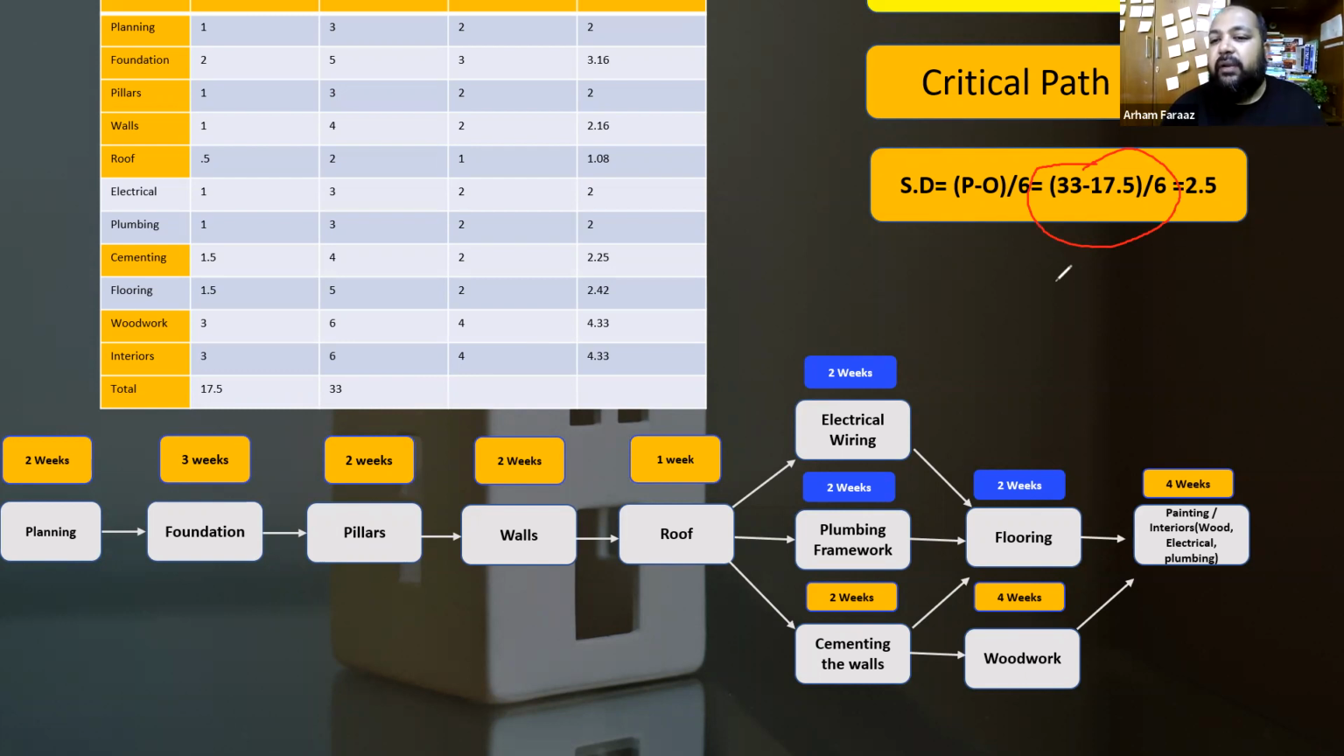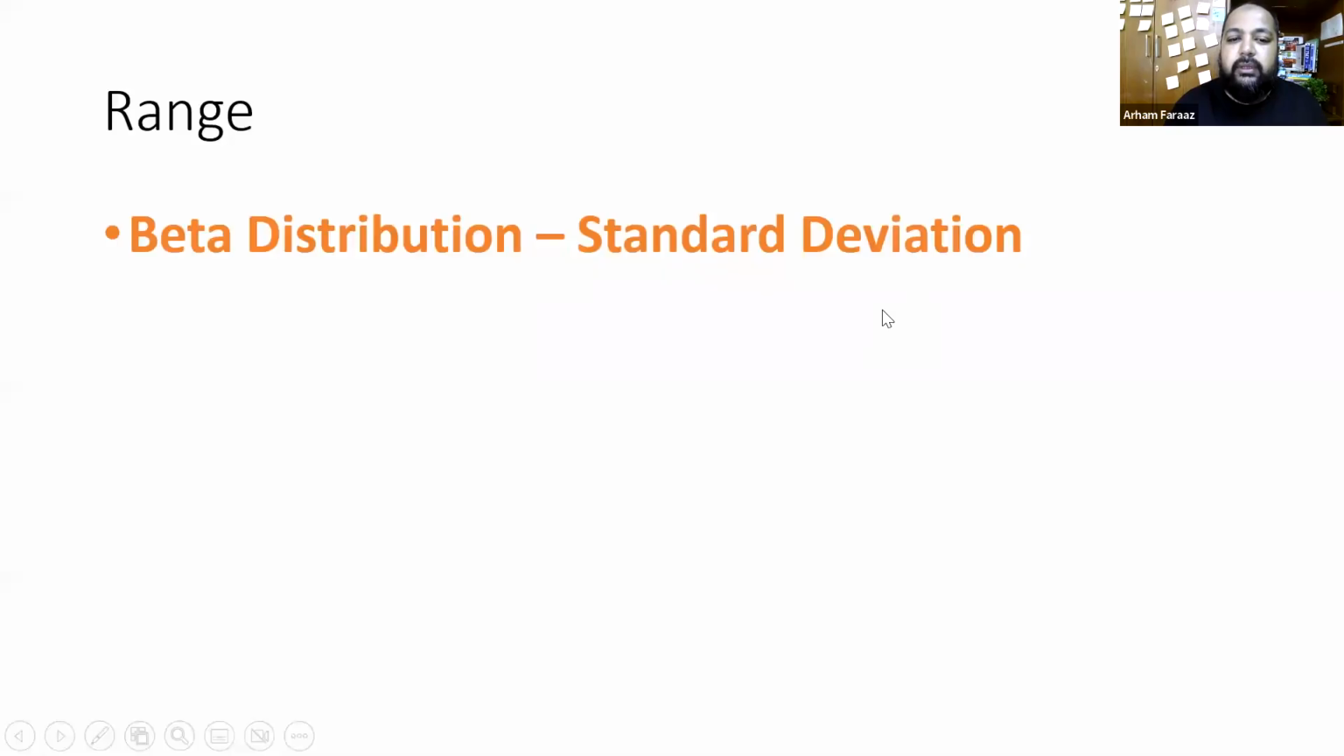Now what is the advantage of standard deviation? I can give a range saying that the project can be completed within a lower and higher range. Let's see how we do that in the next slide. So, beta distribution: the range is the beta distribution plus or minus the standard deviation. It's both plus and minus of the standard deviation.